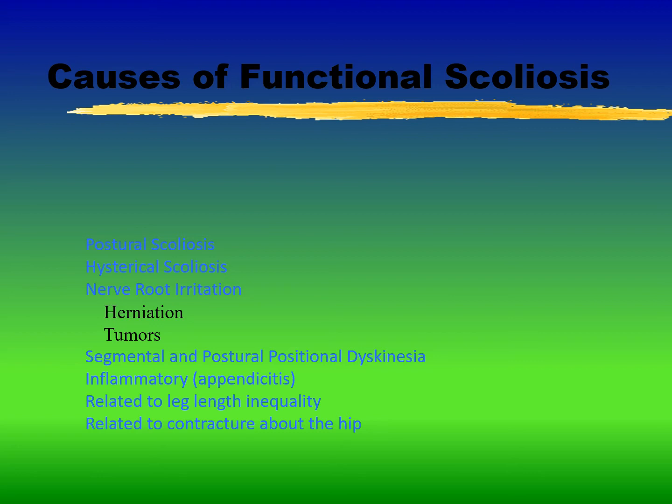Nerve root irritation, herniations and tumors, if those things can be eliminated, they can definitely take the adaptive curves away. And segmental and postural positioning dyskinesis, well, this is all related to our subluxation. We have a segment that's not in the proper position, which can cause adaptations, especially if it occurs in the lower lumbar spine or pelvis, where the body's now adapting and creating a curve, and we can make those corrections and eliminate that scoliosis.